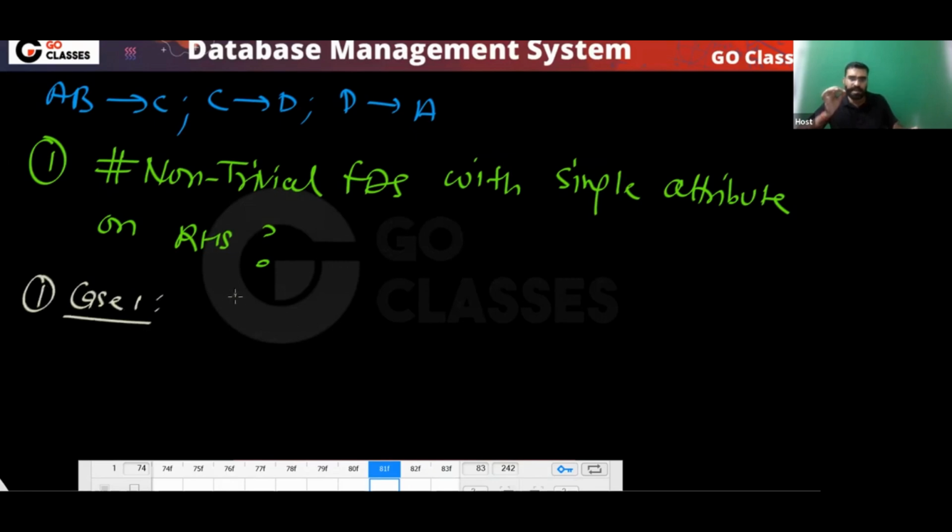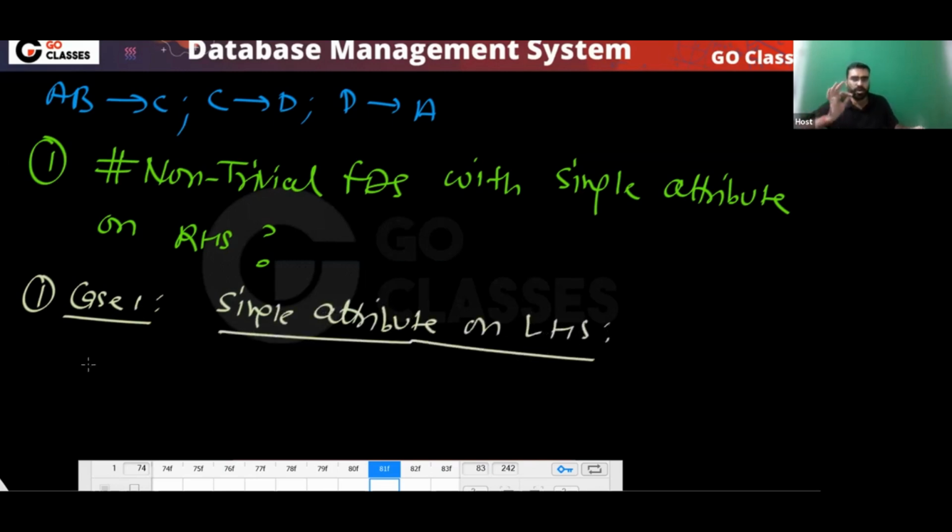Case one: single attribute on LHS. This is your case one, that you have a single attribute on LHS. In this situation, A cannot do anything, right? A is gone because it will not give you a non-trivial FD. You want non-trivial FDs, so A cannot give you anything. B cannot give you anything either.